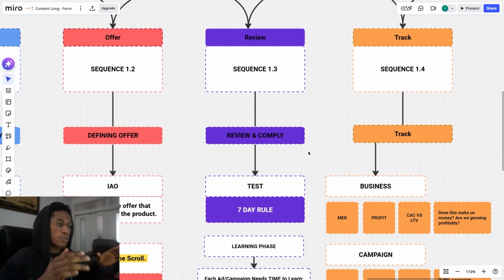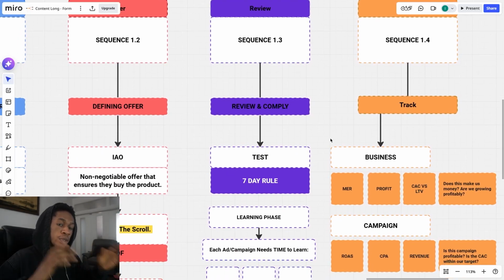It's very important that you understand that ads aren't a get-rich-quick scheme. It's not like trading, where you just run it and hope. No. There's strategy. There is literal planning, a process. There is a sequence, as I'm showing you right now, that you can use. So this is when we review and comply.